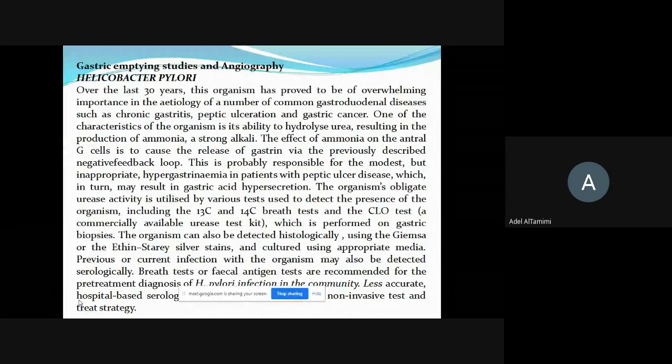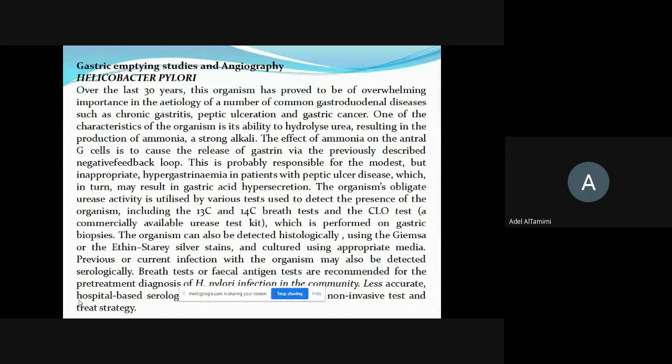It has a high obligate urease activity, meaning it has an enzyme which breaks down the urea and produces ammonia. We were able to use this property in a specific test called the 13C and 14C breath test and flow test in order to diagnose the presence of these bacteria within the stomach.